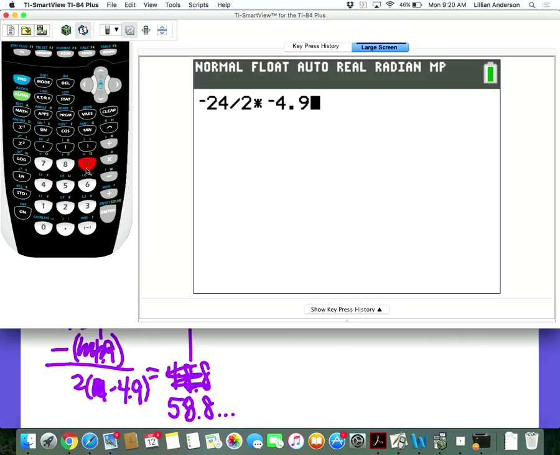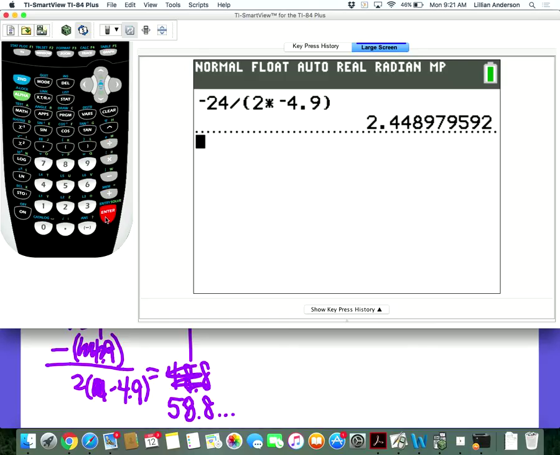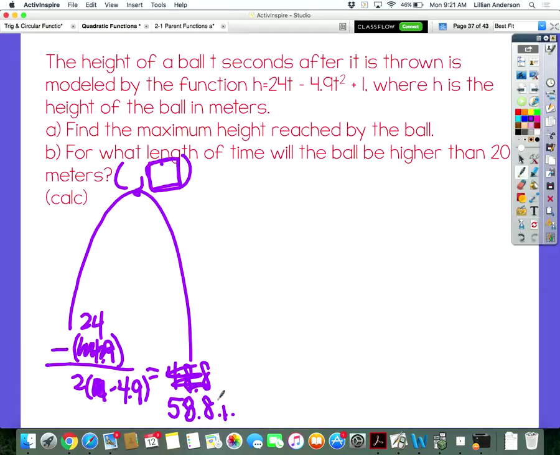So in order to make sure the calculator knows that I want negative 24 divided by negative 9.8, whatever that is when you multiply 2 and negative 4.9, you have to put it in parentheses, or else the calculator is going to go based off of order of operations. So it's actually that number. That is actually the x coordinate of the vertex. And 58.8 means it would have almost taken a minute for the ball to reach its maximum height. Does that make sense? This does not work. Right.